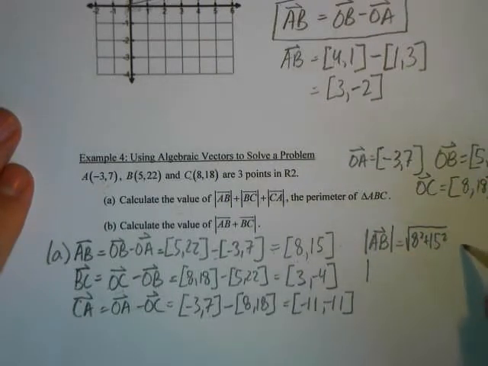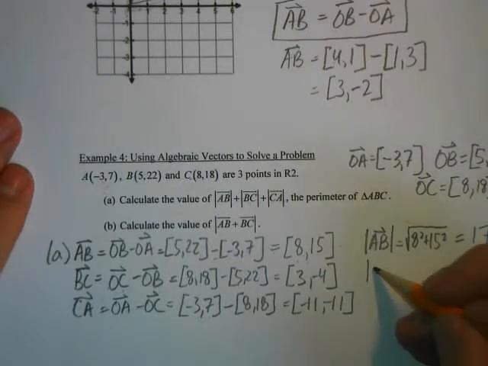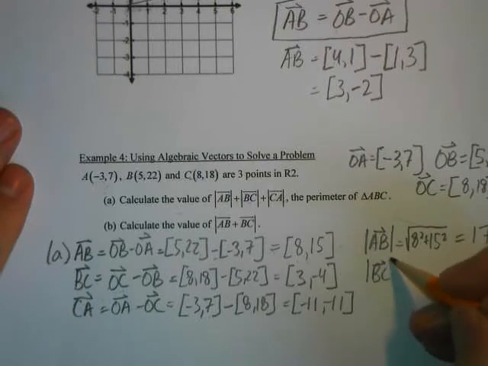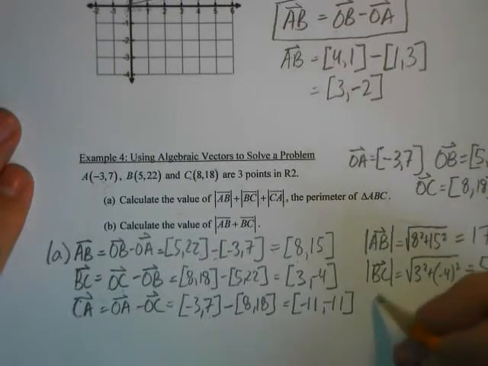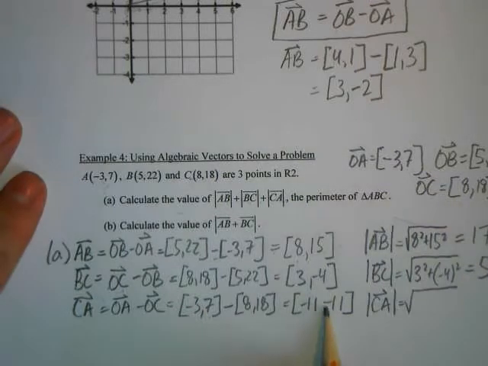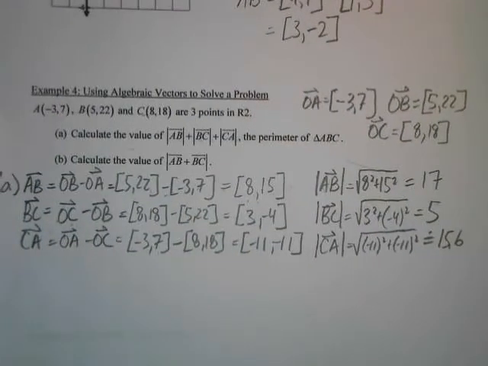So AB is 8 squared plus 15 squared, square root, and that's equal to 17. Magnitude or length of BC is going to be equal to square root of 3 squared plus negative 4 squared. That works out to 5. And then CA is equal to square root of negative 11 squared plus negative 11 squared. And that works out to approximately, this one you have to round, 15.6. Now we don't know the units, so you could either just leave it like that or put the word units.